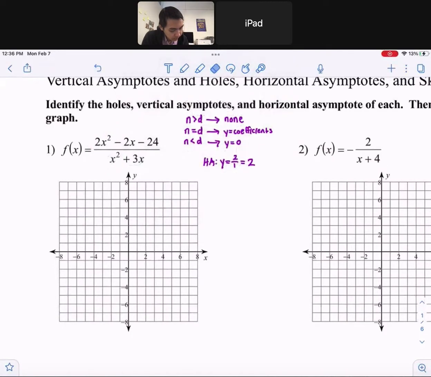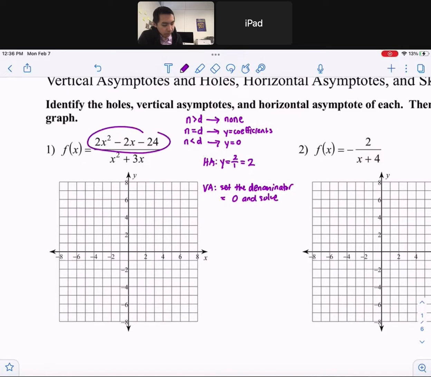Now, to find your vertical asymptote, you have to factor out everything, and then to find the vertical asymptote, you gotta set the denominator equal to 0 and solve.